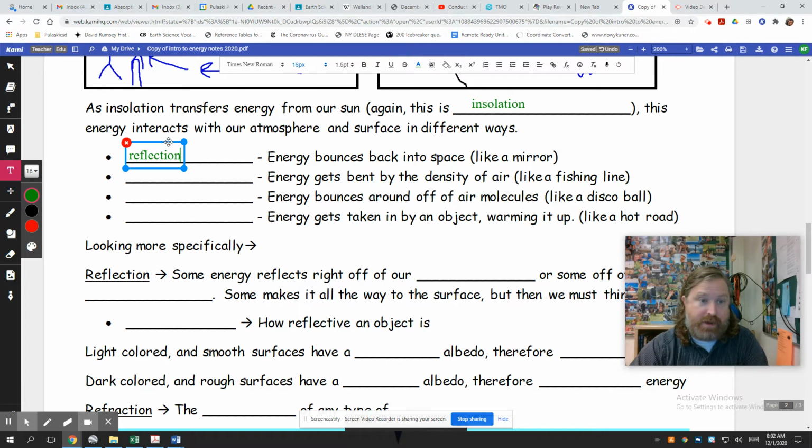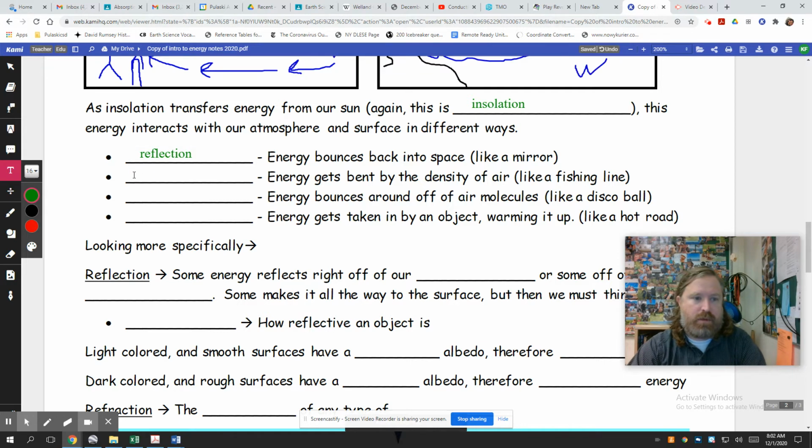Oh, you've used a mirror. You know what reflection is. It hits and bounces back off, right? So some energy comes at us, bounces right back into space like a mirror. Tops of clouds are infamous for this. The poles that are covered in ice, since ice is white, are pretty good at reflecting energy right back off.